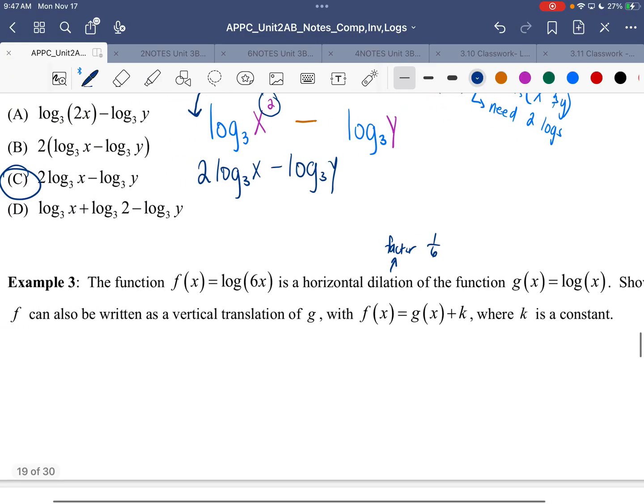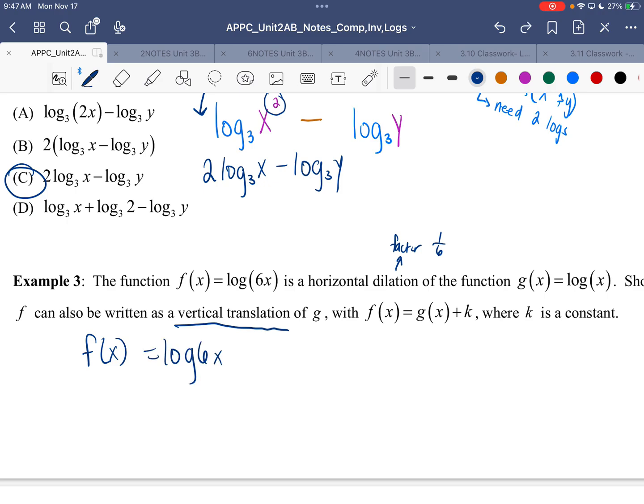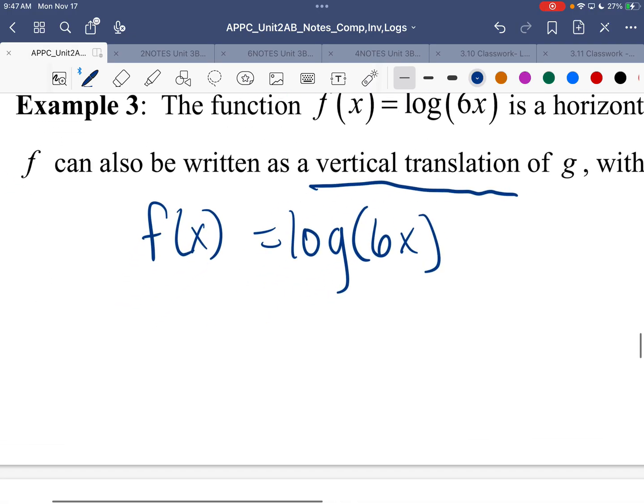Show that f can also have a vertical translation using properties of logs. So how would we expand log 6x? First question I should have asked is how many terms do you see? Good. 6 and x are 2 different terms.